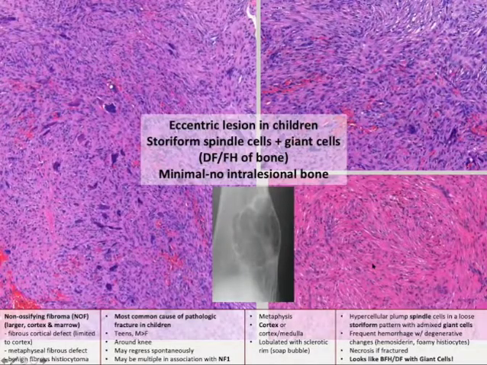NOF, non-ossifying fibroma, I like to think of as the dermatofibroma or fibrous histiocytoma equivalent of bone. It has this kind of foamy or bubbly appearance on radiology, characteristic storiform or whorled growth pattern, just like a fibrous histiocytoma, with some associated giant cells, and basically non-ossifying fibroma, correct, no bone, okay, or minimal bone.